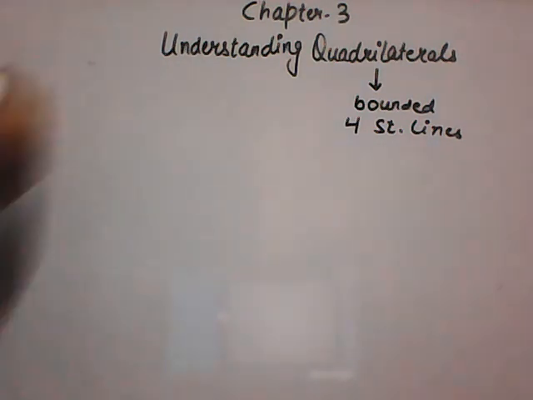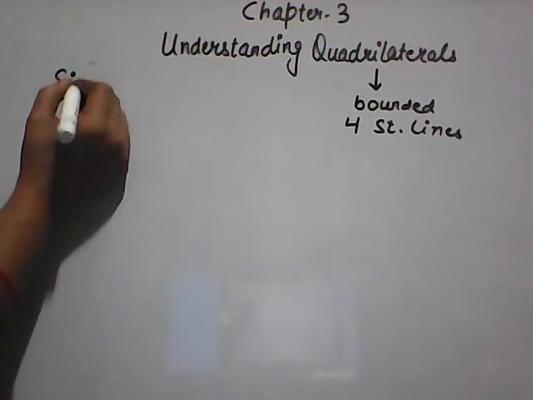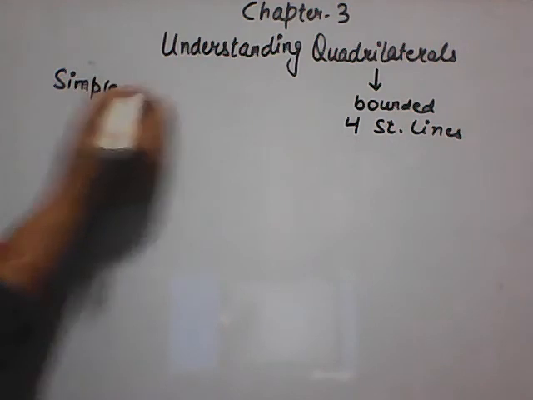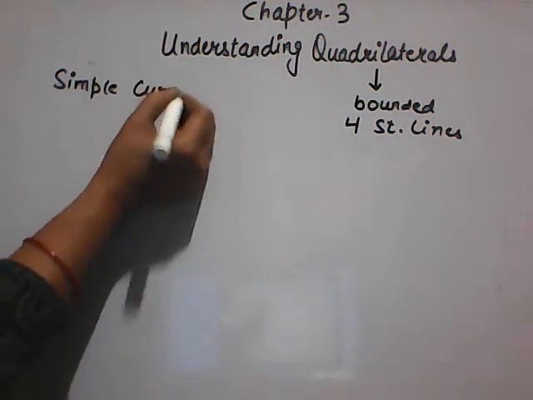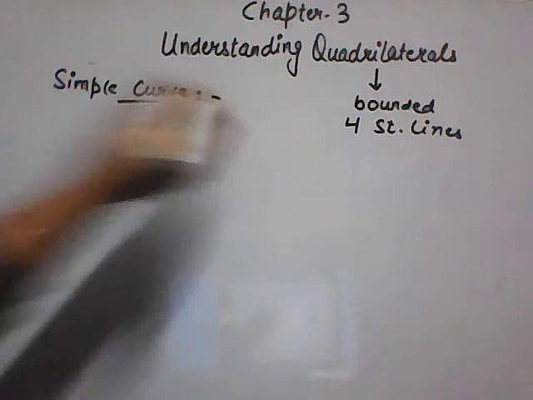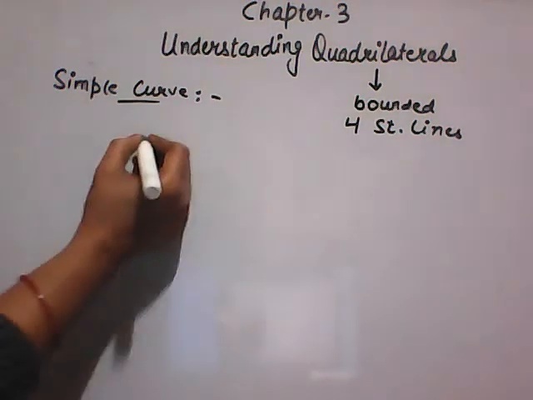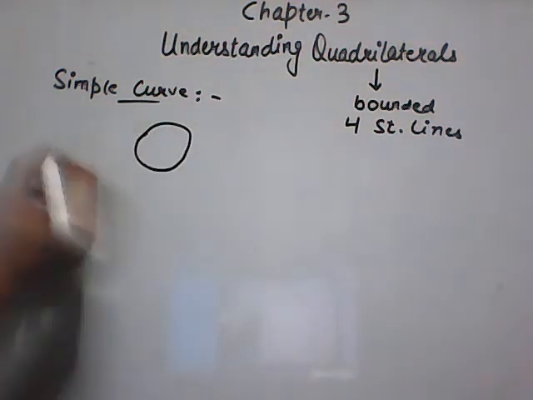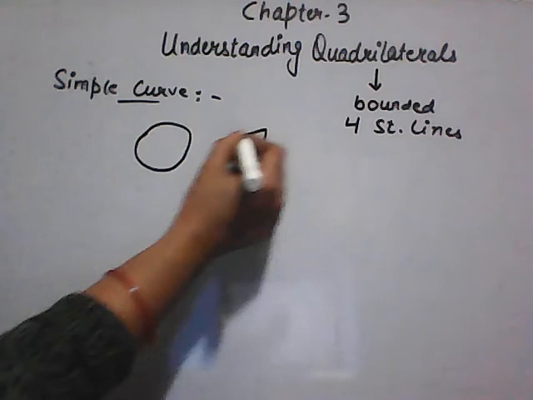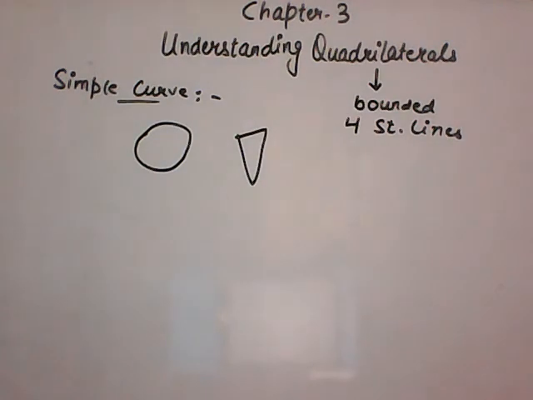Let's start with simple curve. Now, what do you mean by simple curve? A curve that does not intersect itself is known as a simple curve. Suppose this is a curve. This is also a curve. These do not intersect themselves. That's why they are known as simple curves.